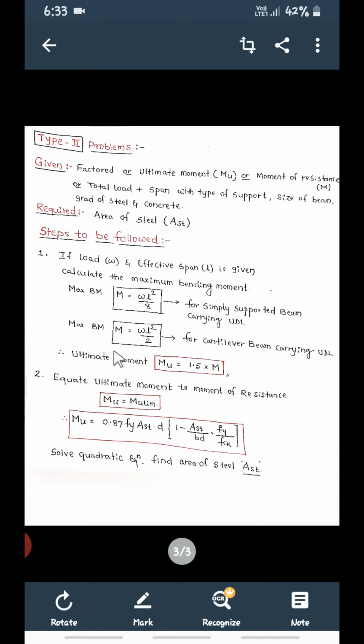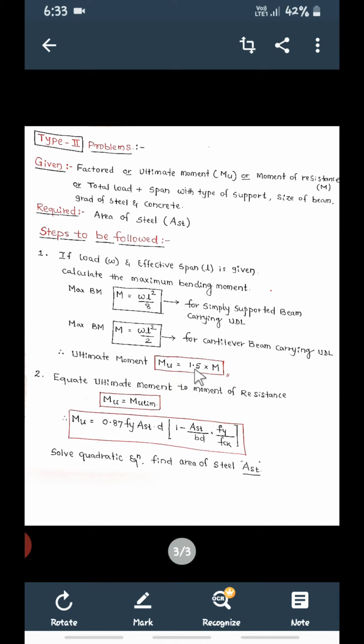So this is the first step. From this we get M, calculated for a simply supported beam or a cantilever beam as the case may be. M indicates the working moment. Now I want the ultimate moment, Mu. Mu is equal to whatever M you get, multiplied by 1.5. So ultimate moment Mu is equal to M into 1.5. Finally we require this Mu.